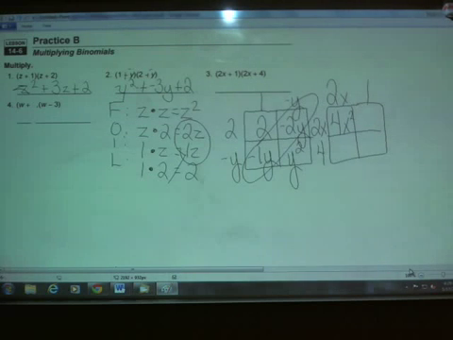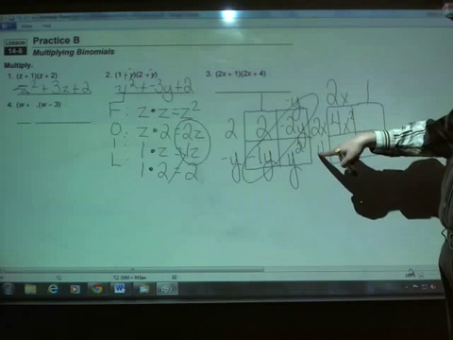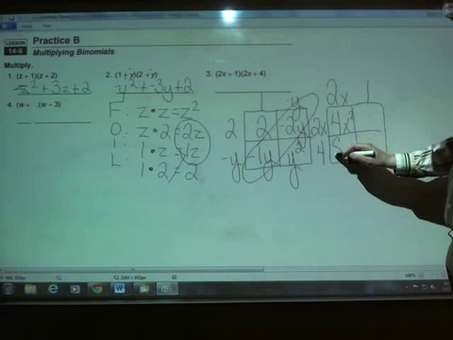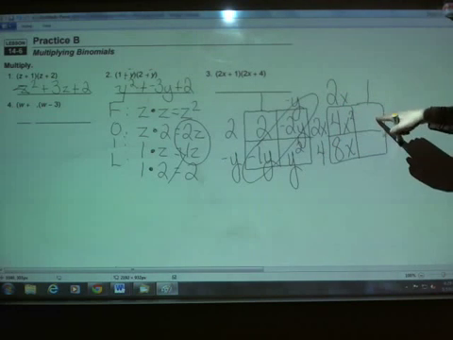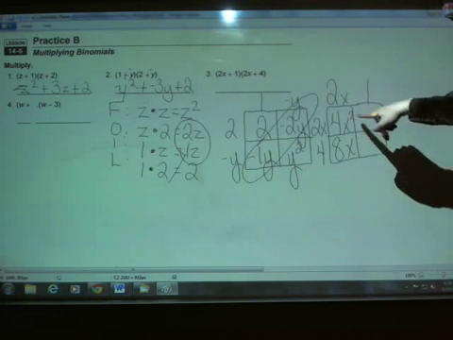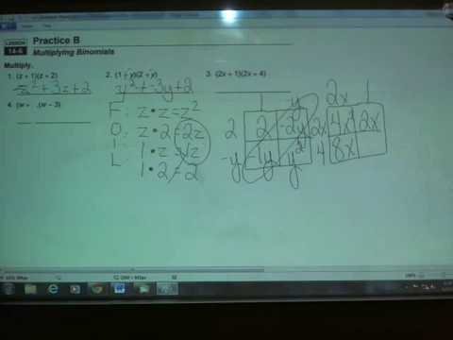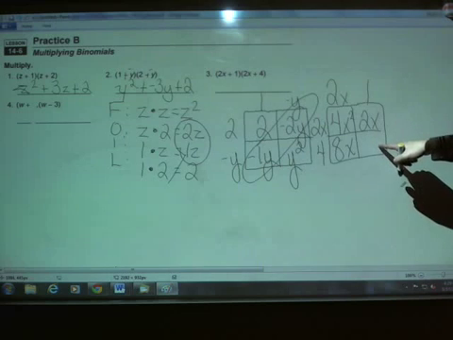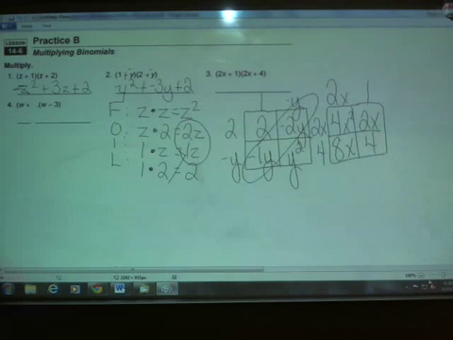All right, the next box down features 2x above it and 4 to the left of it. 2x times 4 is going to go together to make 8x. 2 times 4 is 8, append the x. This upper right box has 1 above it and 2x to the left of it. Well, of course, multiplying by 1 doesn't change anything, so it's still 2x. This bottom box here has 1 above it and 4 to the left of it. 1 times 4 is 4.